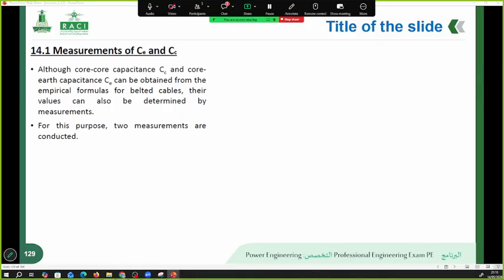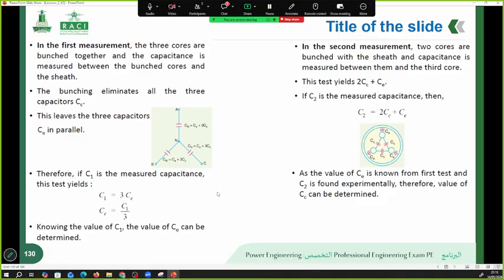Okay, this slide shows how we can measure C and CC. In the next slide, we will have some diagrams. Let me go to this one. So the total capacitance per phase of a three-core belted cable can be calculated based on these equations.